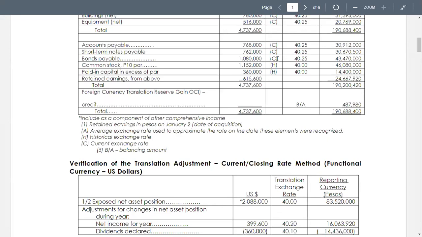And the transaction remeasurement gain or loss is reported in the income statement. The translation or the remeasurement gain or loss is to be reported in the income statement.